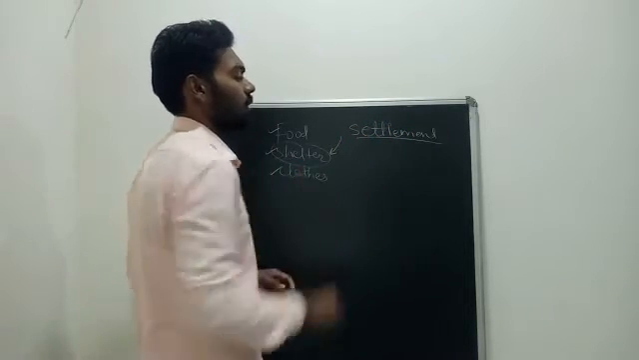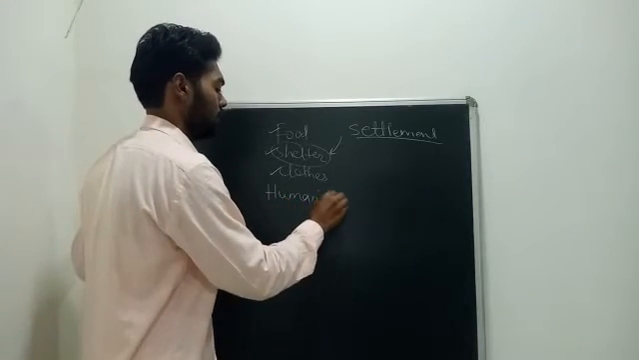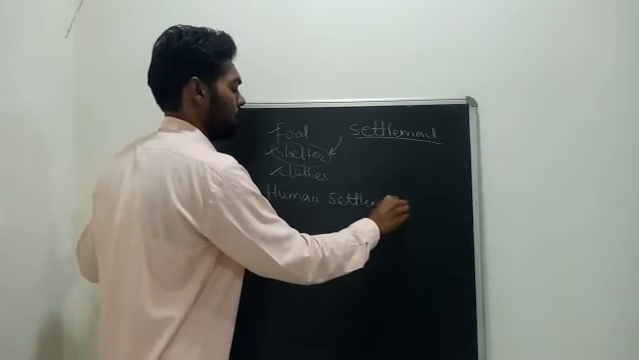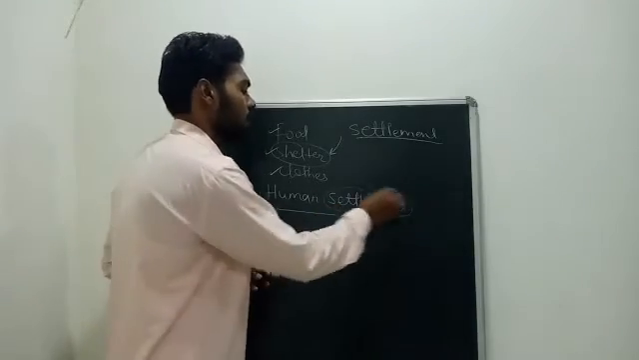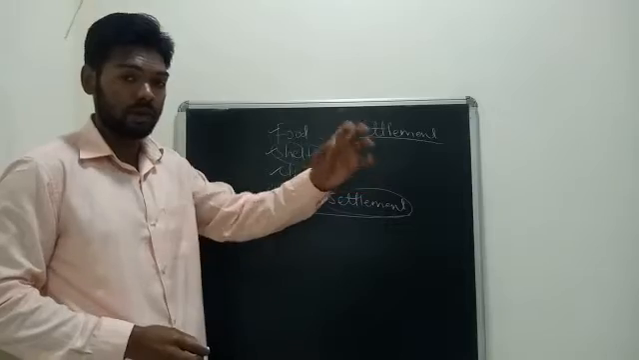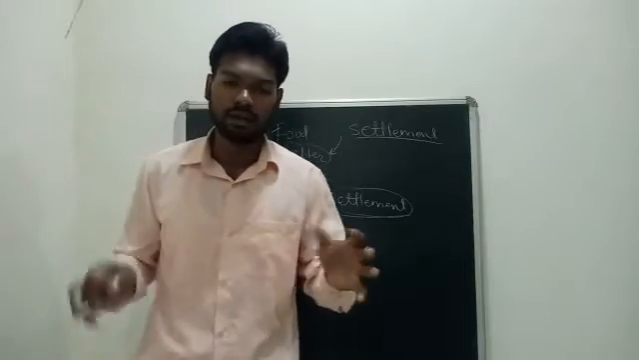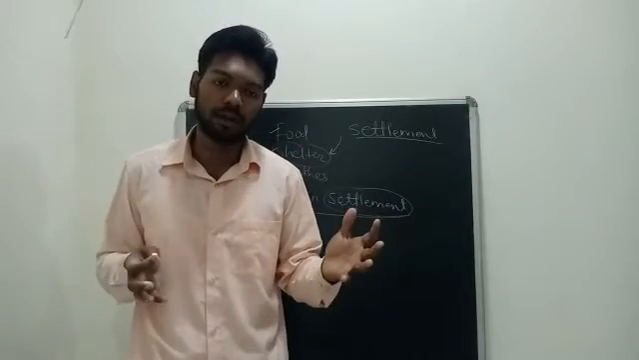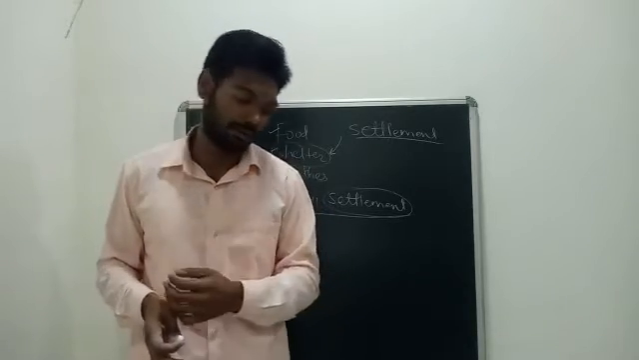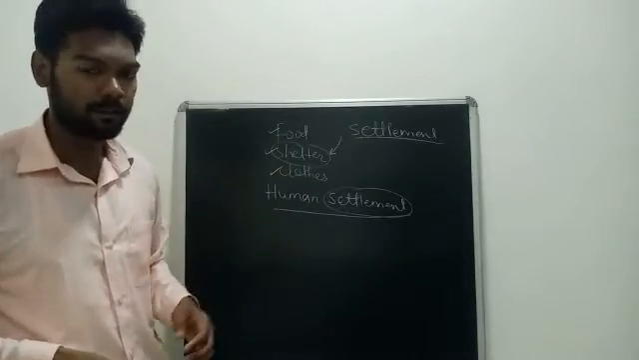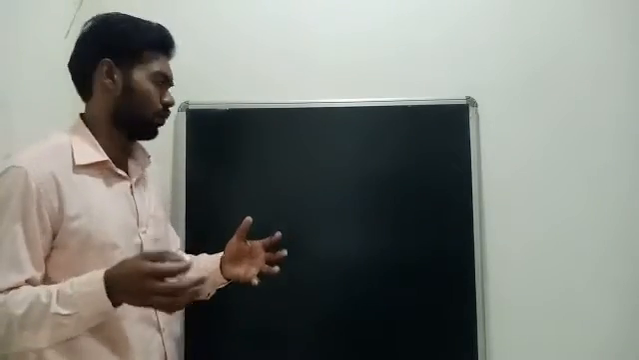So here we are starting our next chapter, human settlement. In this chapter we are going to learn the different aspects we take into consideration when we talk about the settlement of humans. Then we will see the different types of settlement, and how the environment and other factors affect the psychology of people and how they settle in a particular place. That is what we are going to learn. So let's begin.